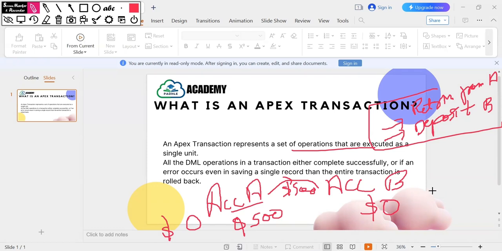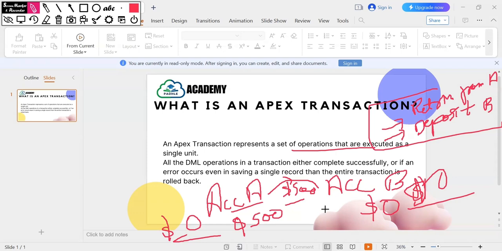Now, while we are depositing the money to account B, there was an error. So the money could not be deposited to account B. So there was still $0 here. We had $0 here and $0 here. Now this is the problem, because what about our $500? We were about to transfer from A to B. If B does not have $500, why is A having $0?